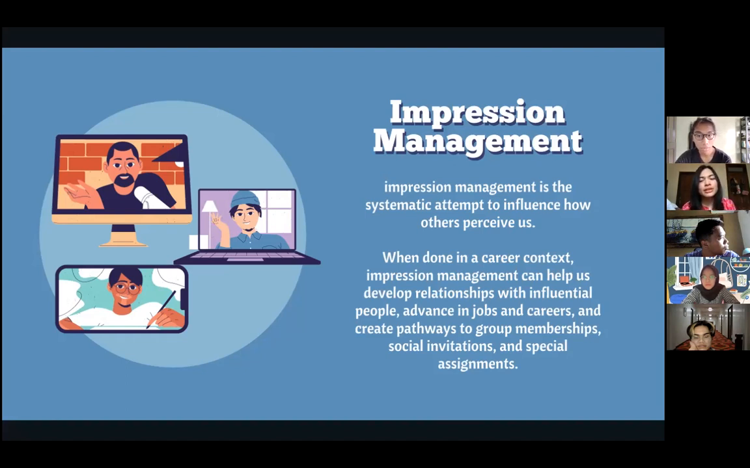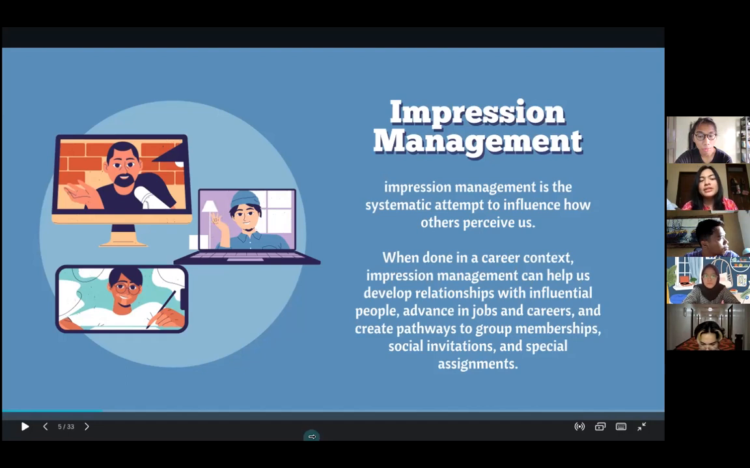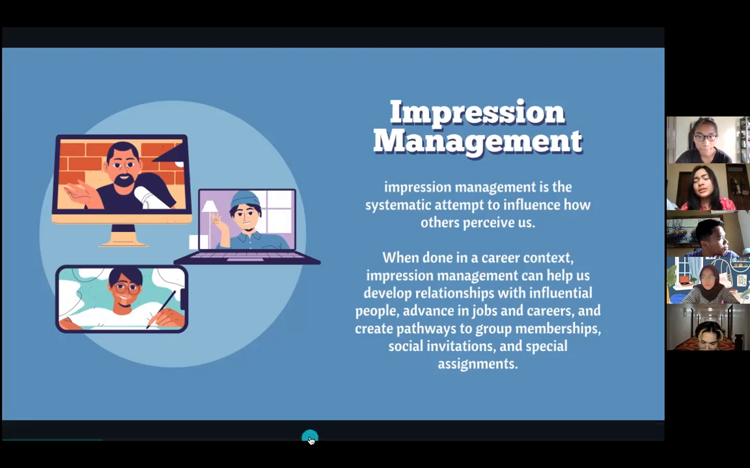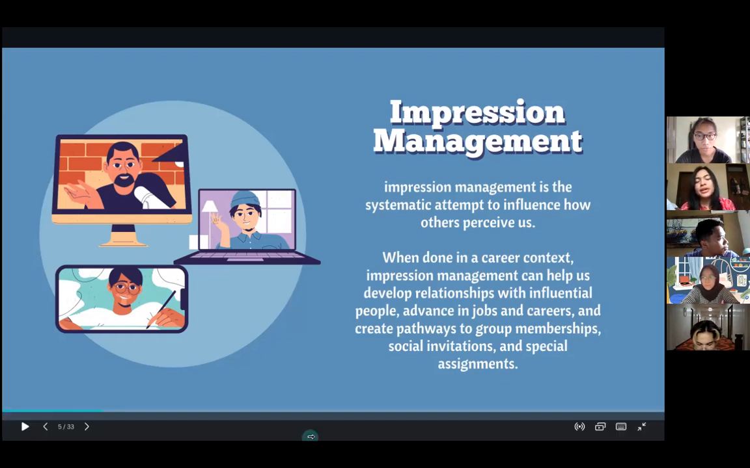In a career context, impression management can help us develop relationships with influential people, advance in jobs and careers, or create pathways to group memberships, social invitations, and also special assignments. This includes but is not limited to dressing well, knowing how to behave in a certain situation, or being able to do certain things while learning it in a short period of time. All of these impressions have a large effect on who we are in a career context.